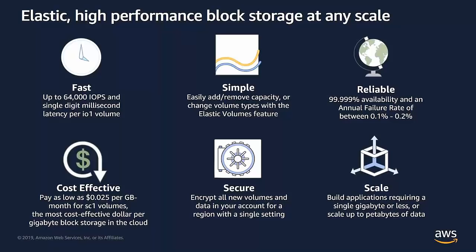For example, SSD-backed IO1 volumes deliver up to 64,000 IOPS and 1,000 megabytes per second of throughput per volume. You can use multiple volumes for even greater performance, up to 80,000 IOPS or 1,750 megabytes per second of throughput per instance. For simplicity, our elastic volumes feature allows you to move between different volume types or scale up storage capacity with no disruption to your workload.